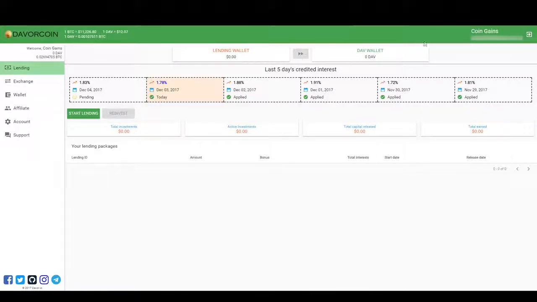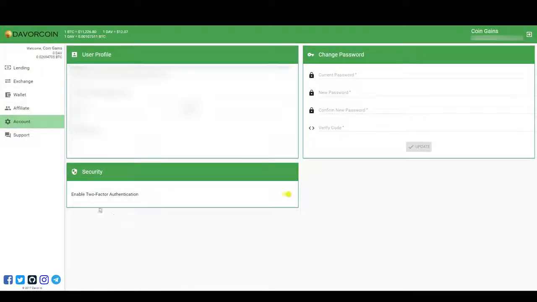Alright, so right off the bat guys, I want you to enable your two-factor authentication in your account. This is just a very good safety idea to do. You don't want to lose any of your coins to hackers, which has been happening. Someone's already lost over 100 bitcoins from not having their security properly set up.